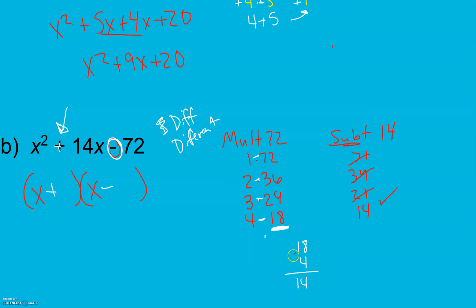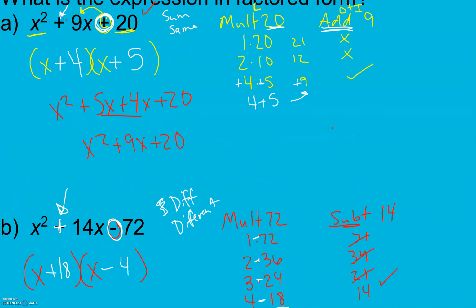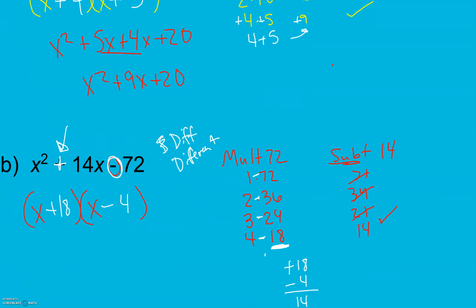So in order for it to have been positive, that means 18 had to have been positive and 4 had to have been negative. So every single time our bigger number gets a sign in the middle, whether our signs are the same up here, where 5 was bigger, it got a positive, or down here where 18 is bigger, it gets a positive. Either way, the bigger number always gets a sign in the middle. The only difference is whether or not they're the same sign or different.